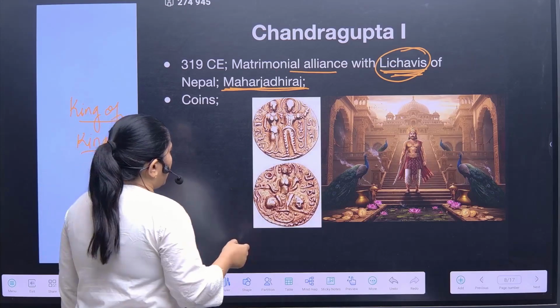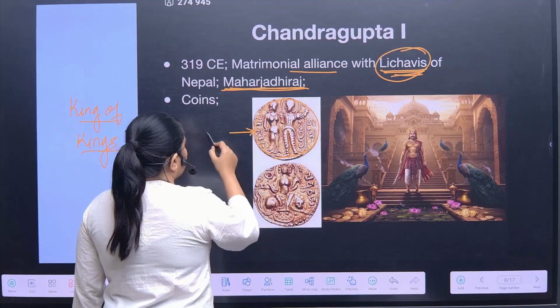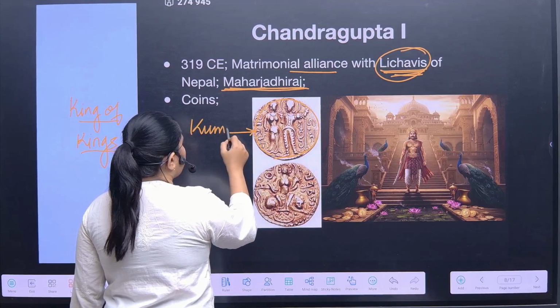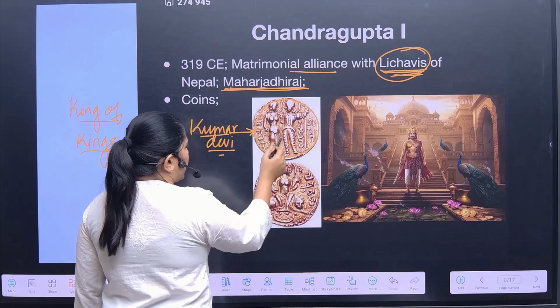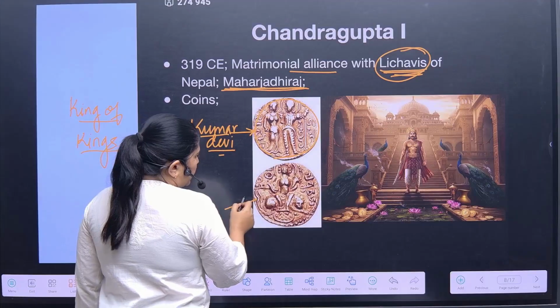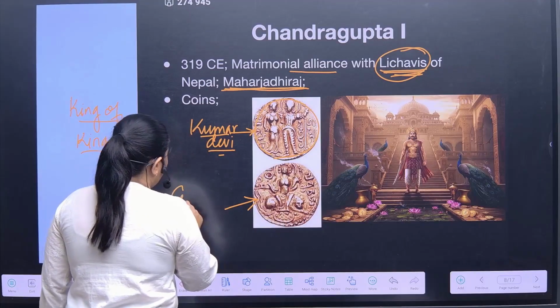Now you see this coin we have already discussed. It reflects Kumar Devi and Chandragupta I's marriage. Now this coin reflects the goddess.